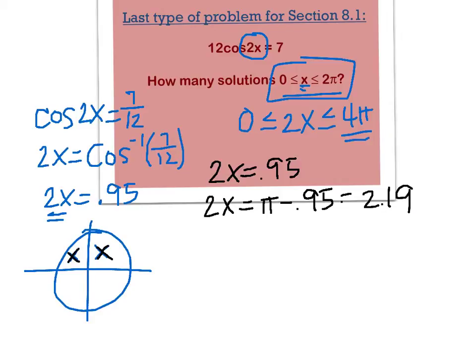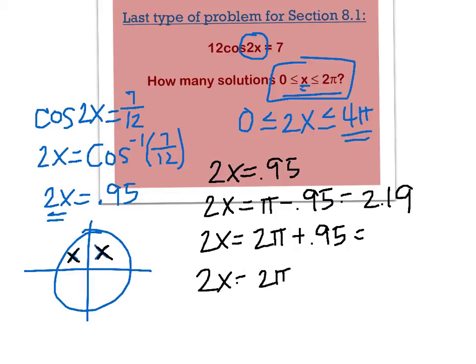Since we can go around the circle one more time, because our domain ends in 4 pi, we want to find an angle that is coterminal with each of these. If you remember back from section 7.1, in order to find a coterminal angle, we can add 2 pi to each of these. We add 2 pi to 0.95 and to 2.19. We end up with the following to round out our answers.